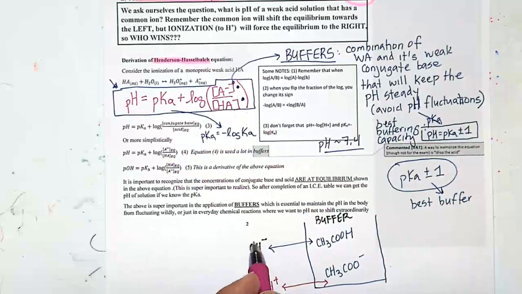So within certain concentrations that are not too concentrated, this combination of acetic acid and sodium acetate can neutralize the effect of a base and at the same time neutralize the effect of the acid. So this is what a buffer does.